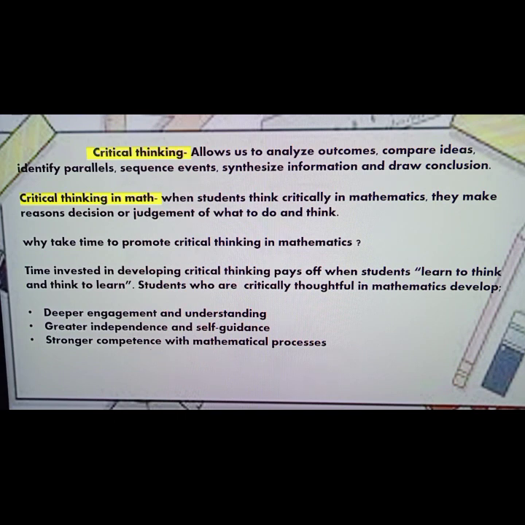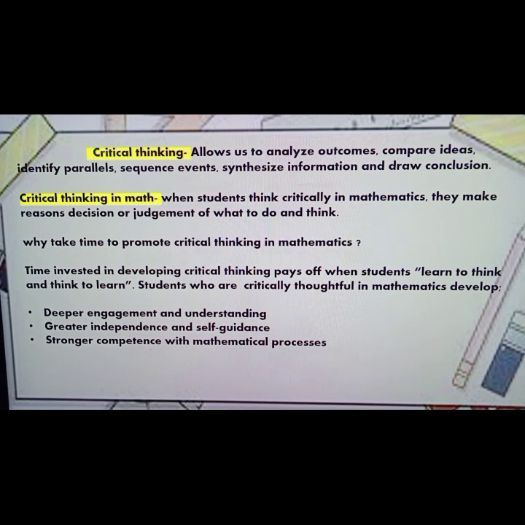When students think critically in mathematics, they make reasons, decisions, or judgments of what to do and think. For example, you are going to teach your students a simple equation or a simple problem. Students who can think critically in math can make reasons and decisions: what they are going to do, how they are going to do it, and what things need to be done, meaning their steps on how to do it.